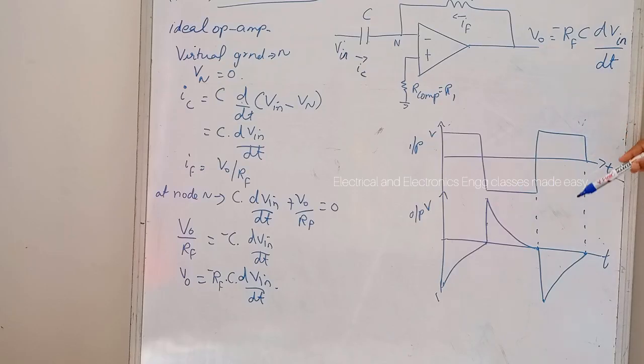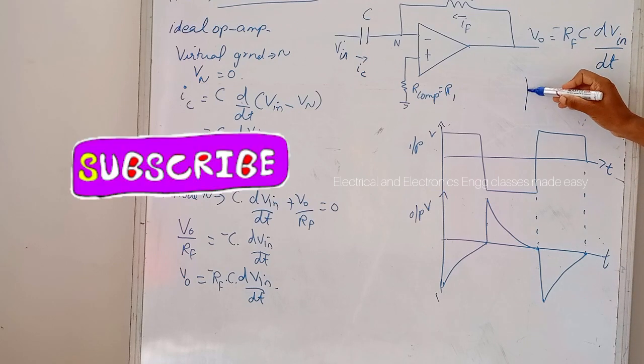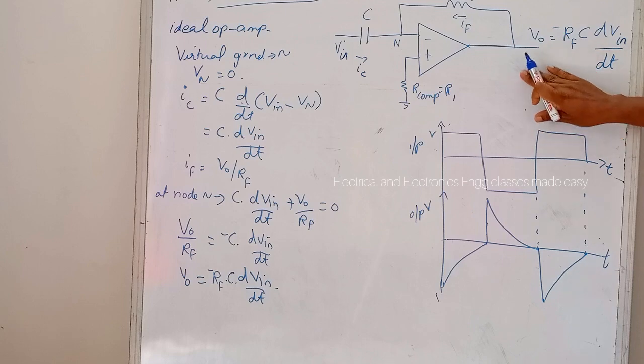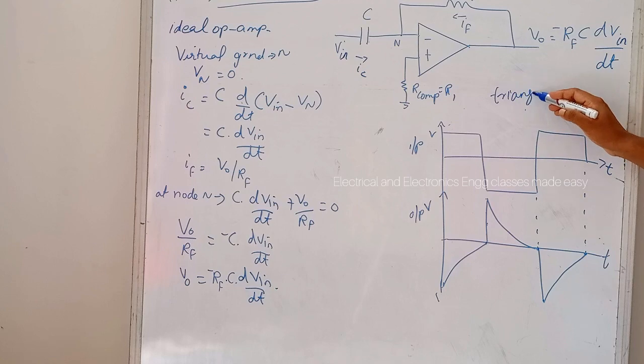And this is the input and output waveforms of the differentiator. So if the input is a square wave, the output will be spikes, and if the input is a triangular wave, then the output will be a square wave. So if the input is a triangular wave, the output will be a square wave in the differentiator. So that is about the differentiator circuit.